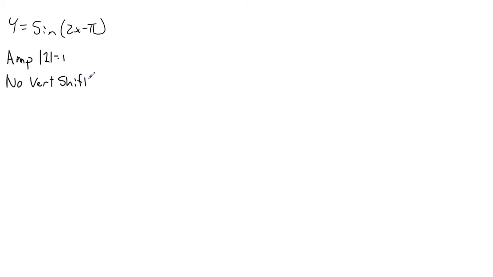So my first example is going to be y equals sine of 2x minus pi. And again, we're keeping this simple because the amplitude is just going to be the absolute value of 1, which is 1, and there is no vertical shift in this particular function. So we're just focusing on finding those new endpoints.